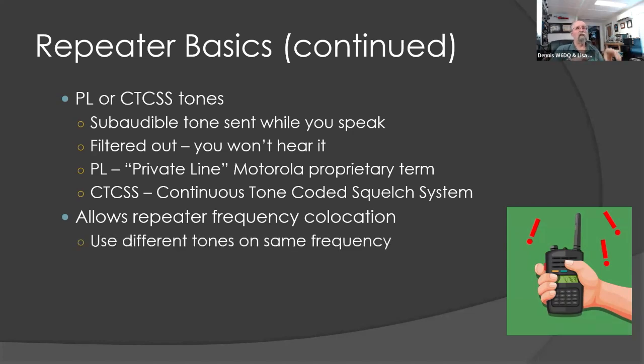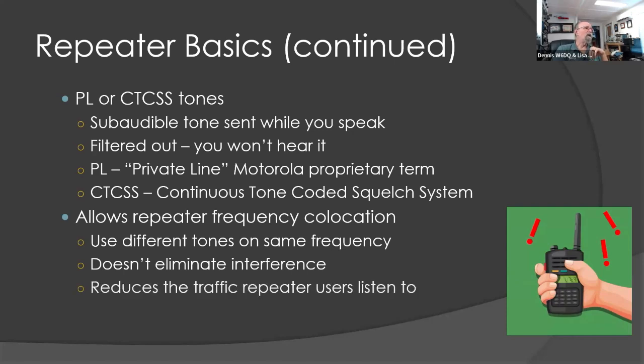By using different tones on the same repeater frequency or the same radio frequency, I can have multiple conversations. They can't necessarily go on simultaneously, but you won't be listening to the other conversations. That's the idea. You don't have to listen to all the other traffic on a simplex frequency if you use the PL tones. So it doesn't eliminate that interference. In other words, it doesn't eliminate another station transmitting. If you transmit while the other station is transmitting, it's going to cause interference, but be aware of that. But you don't have to listen to it, which is the good part of it. It reduces the traffic repeater users have to listen to.